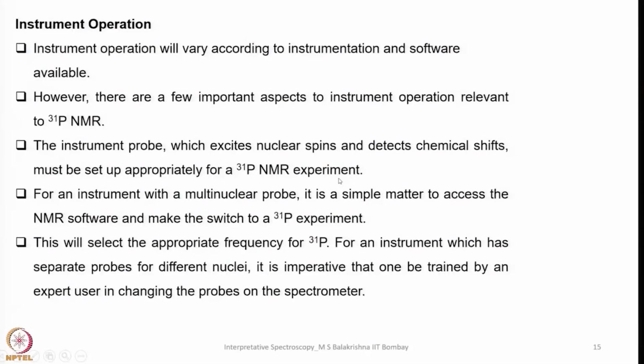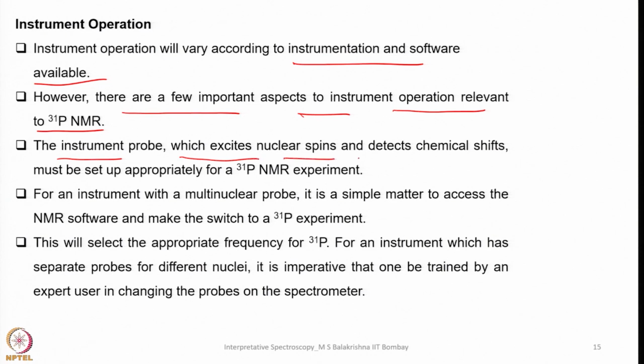So now let's look into some important information regarding instrument operation as far as measurement of 31P NMR spectra are concerned. Instrument operation will vary according to instrumentation and software available. It varies with different company instruments and the software employed there. However, there are a few important aspects of instrument operation relevant to 31P NMR one should know before they put their hands on the instrument to measure 31P NMR spectra. The instrument probe, which excites nuclear spins and detects chemical shifts, must be set up appropriately for a 31P NMR experiment. This is very vital.